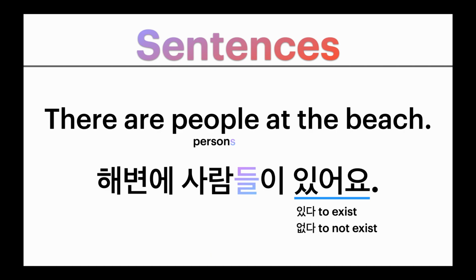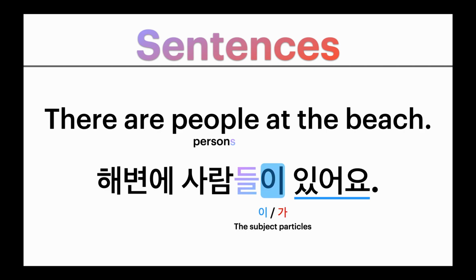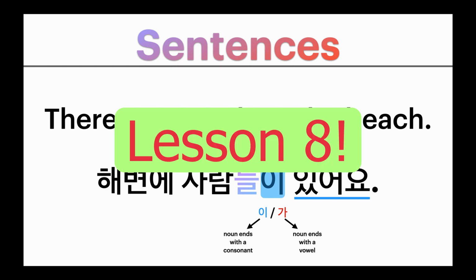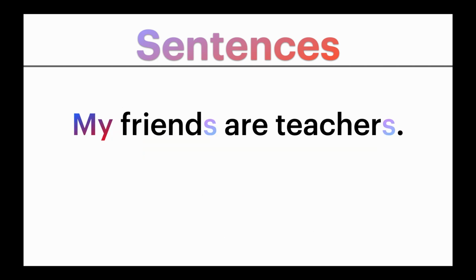있어요 comes from 있다, which means to exist, which is the opposite of 없다, which means to not exist. And it very often translates in English to there is, there are. And when we use 있다 and 없다, we tend to use it with the subject particle, which is 이 and 가. 이 if a noun ends with a consonant, and 가 if a noun ends with a vowel. If this grammar is unfamiliar to you, then go ahead and check out lesson... I forgot, but I'll put the number on the screen. Check out that lesson. Okay, my friends are teachers.